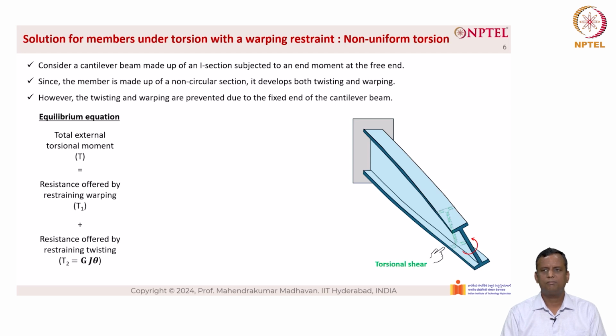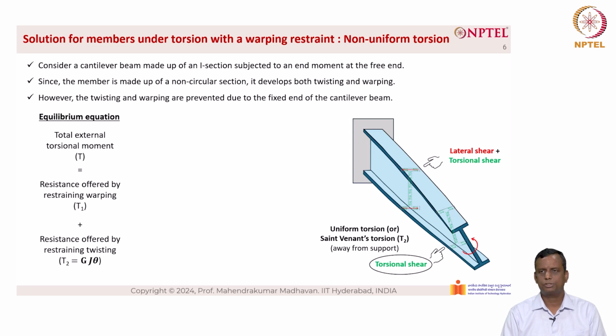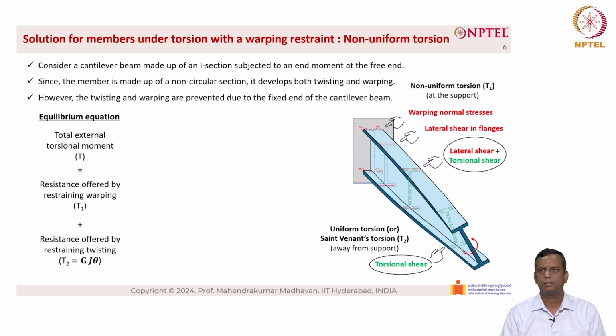At the free end, we have the resistance completely by torsional shear, as you can see from the picture on the right-hand side. This is also known as uniform torsion or St. Venant torsion, T2, which is taking place away from the support. In between the supports, the resistance is offered by lateral shear plus torsional shear. At the support, there is non-uniform torsion T1 taking place, and it is resisted by means of warping normal stresses and lateral shear in the flanges.